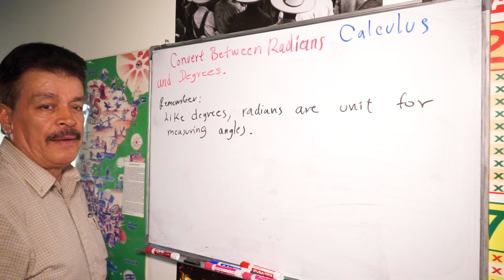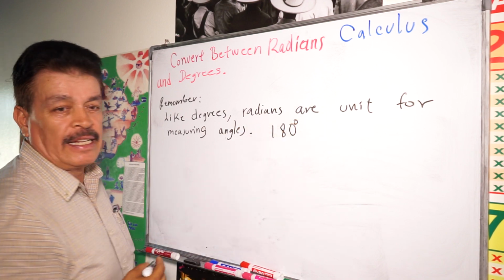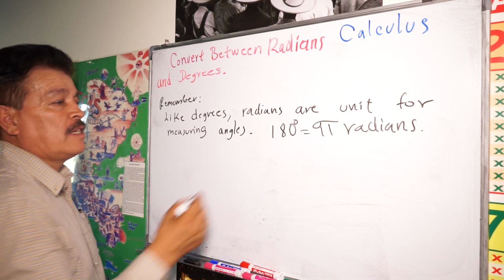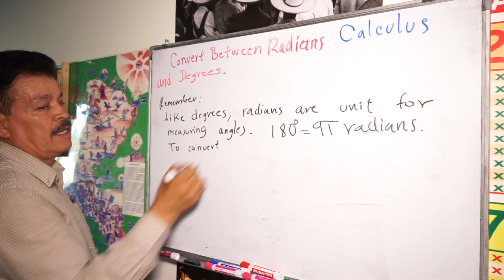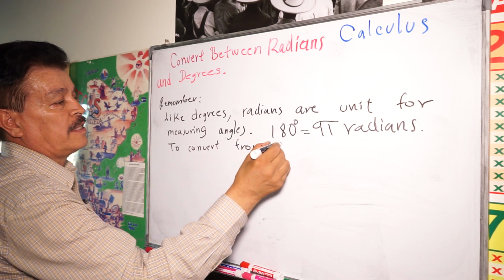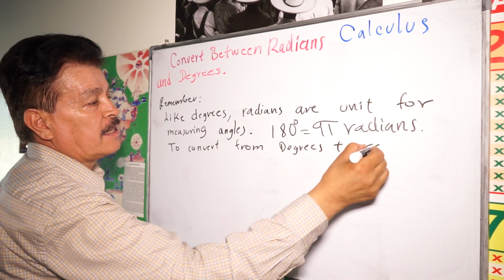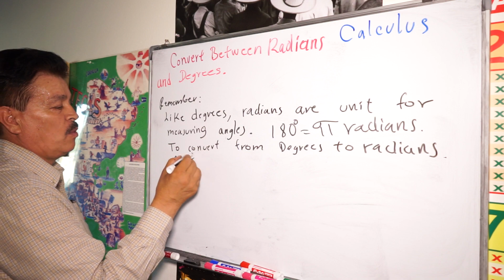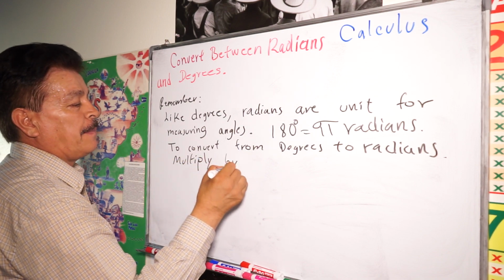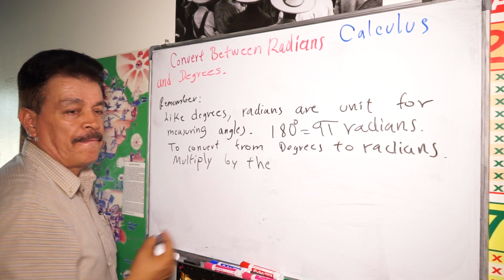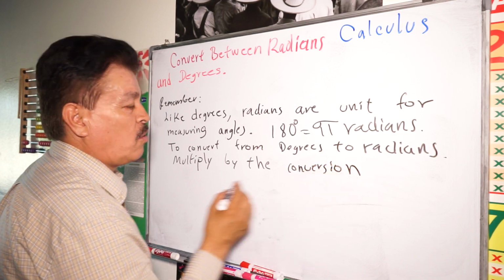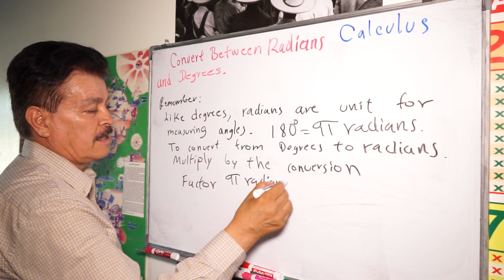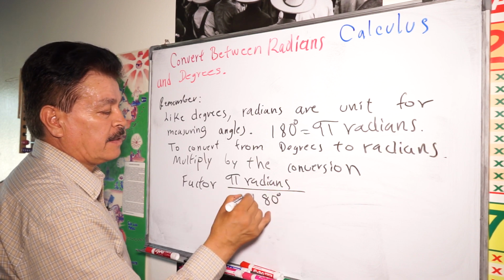See, 180 degrees equals pi radians. It's very important to convert from degrees to radians. Just multiply by the conversion factor. The conversion factor is pi radians divided by 180 degrees. Okay, this is our rule.